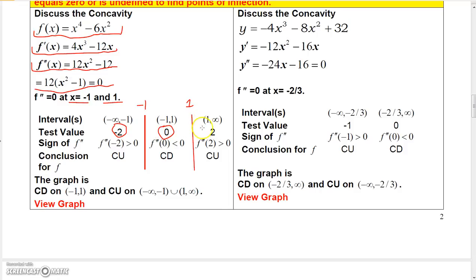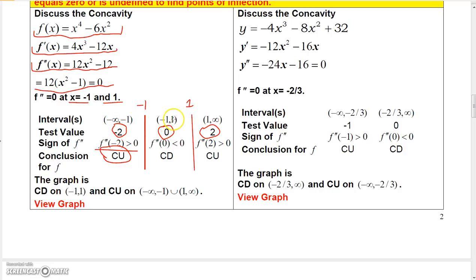And so just like before, I'm going to pick a test value in each of those intervals. But since I'm discussing concavity here, I'm actually going to evaluate the second derivative at this test value. So we're going to put -2 into the second derivative. So plug -2 into this derivative, and you'll see that you get a positive number. So since the second derivative is positive, remember when the second derivative is positive, the conclusion for the function is that the function is concave up. So the function would be concave up on the interval -∞ to -1.